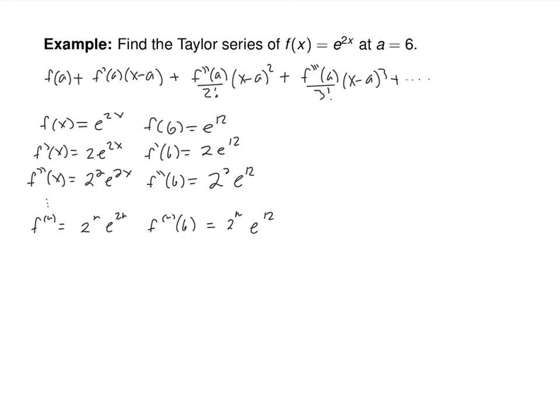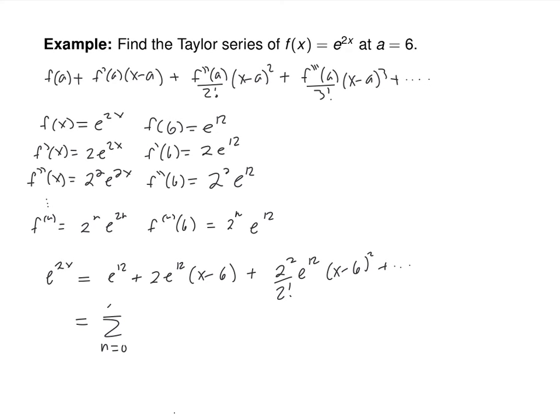So plugging those numbers into our Taylor series, we have that e to the 2x is going to be equal to e to the 12th plus 2e to the 12th times x minus 6 plus 2 squared e to the 12th over 2 factorial times x minus 6 squared, etc. Or in summation notation, sum from n equals 0 to infinity. Well, the e to the 12th is just a constant. We'll have 2 to the n, x minus 6 to the n, and all that over n factorial.